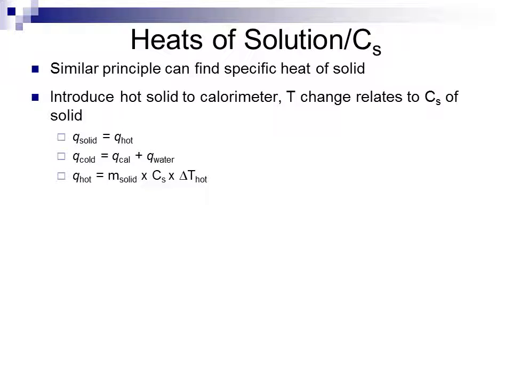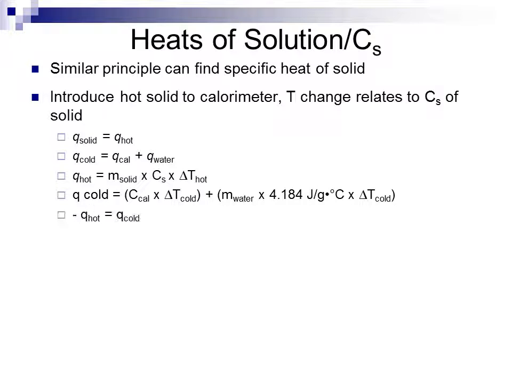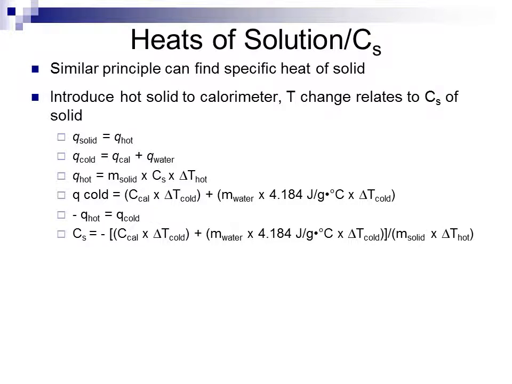The Q hot, then, is the mass of the solid times its specific heat times the temperature change going from its hot temperature to its cold temperature. The Q cold will be equal to the calorimeter constant times the change in temperature plus the mass of the water times the specific heat of water times the change in temperature of the cold water. The heat released by the hot solution will be equal to the heat absorbed by the cold solution.